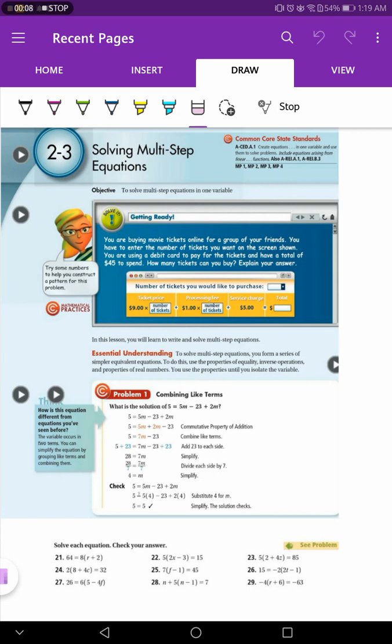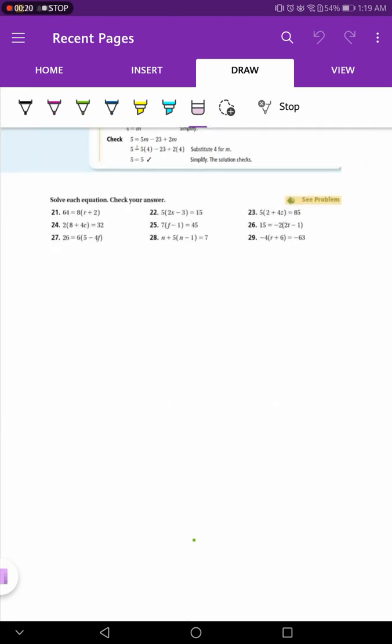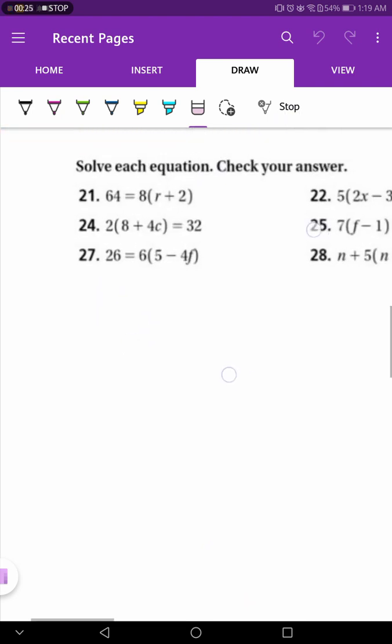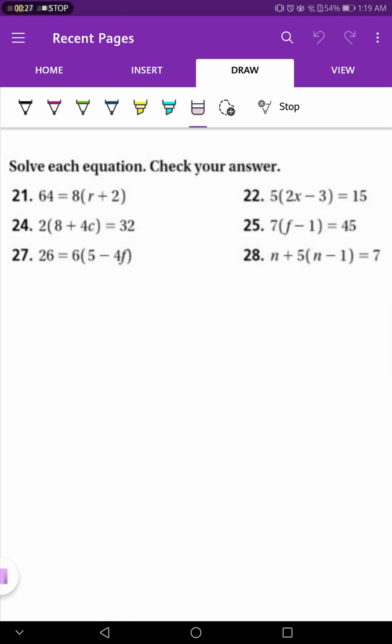Our mission today is solving multi-step equations, lesson 2-3, and our objective is to solve multi-step equations in one variable, part 2. Let us start. I'll start with solve equation. Okay, it is number 21 as you see here. I will write it.